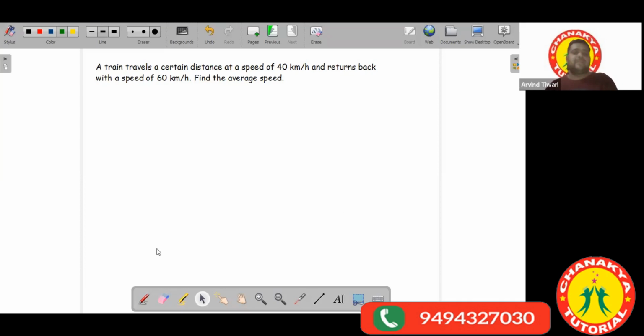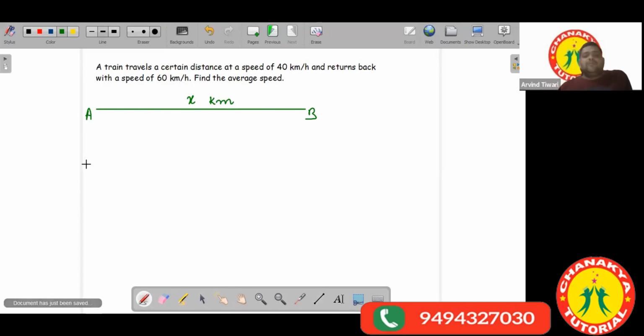So see, let us have the distance. Let this be the distance between the two stations A and B, and let this distance be X kilometer. So this distance is X kilometer between the two stations. Now, if I break the journey into two parts, I take the journey from A to B and then the journey from B to A.